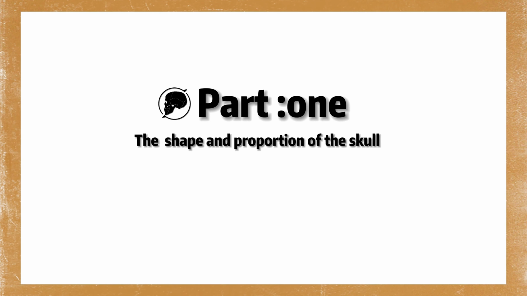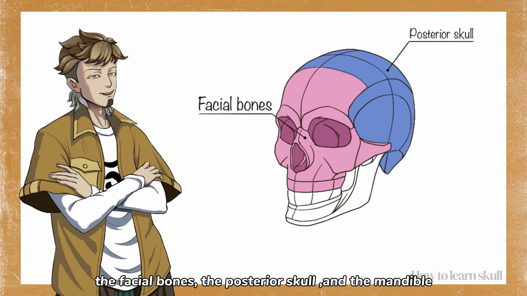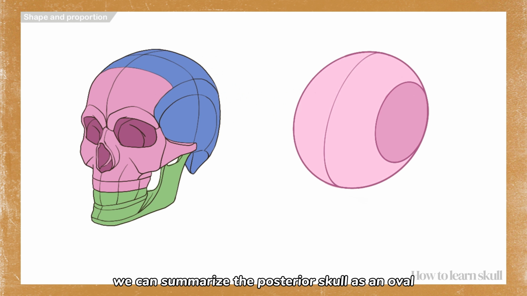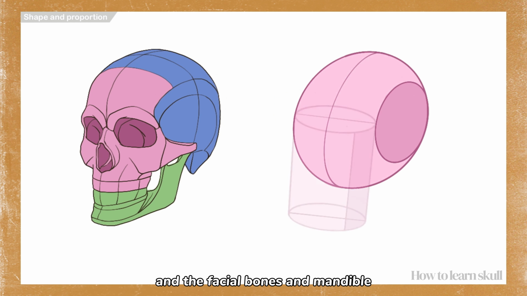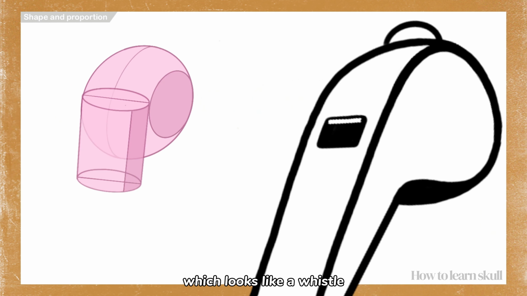Part 1. The shape and proportion of the skull. Generally speaking, our skull is composed of three parts: the facial bones, the posterior skull, and the mandible. We can summarize the posterior skull as an oval, and the facial bones and mandible as a shorter cylinder. So the skull gives us the feeling of a combination of an oval and a cylinder, which looks like a whistle.